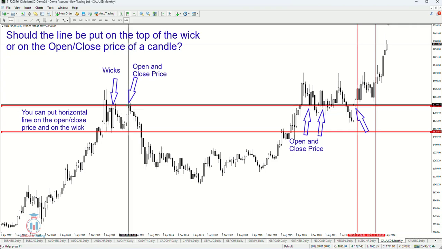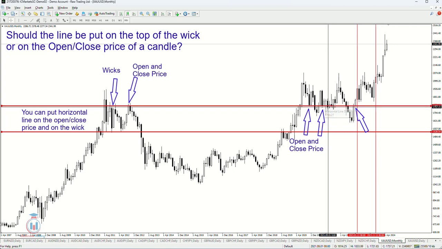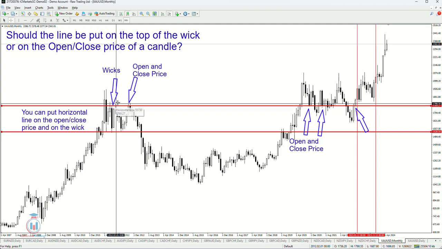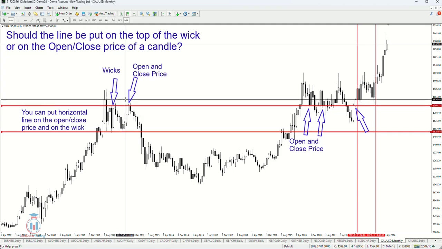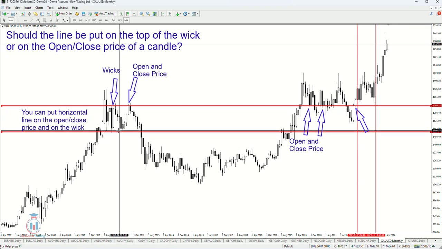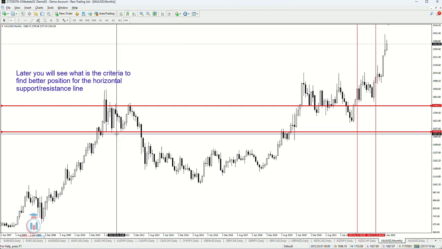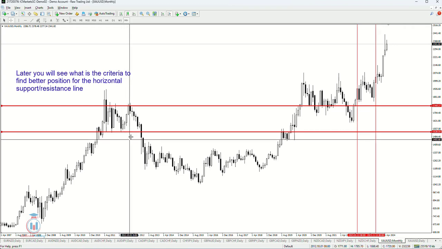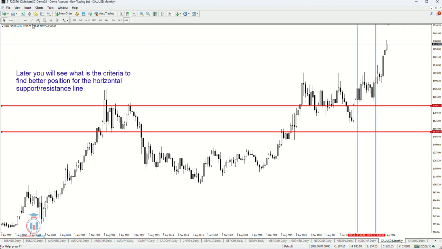types. So if you are touching here the open and close, and most of the time the price is touching open and close, open and close, open and close, and less time the wicks, this is the better way. So select where the price is touching this horizontal line most of the time. In this case, if you take a look here, first time, second time, third time, and here it is for the first time open and close, and here are the wicks. So I have put the price right here. Later on you will see also what the criteria are, what could help you to define the better position for these horizontal lines. Now let's move forward.